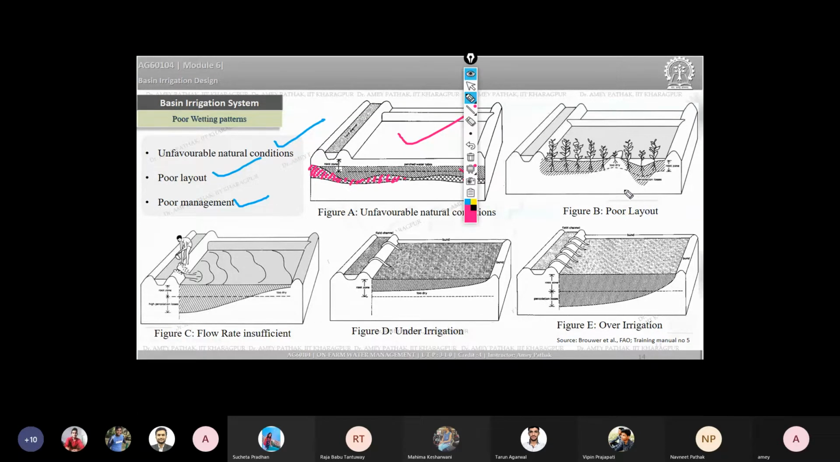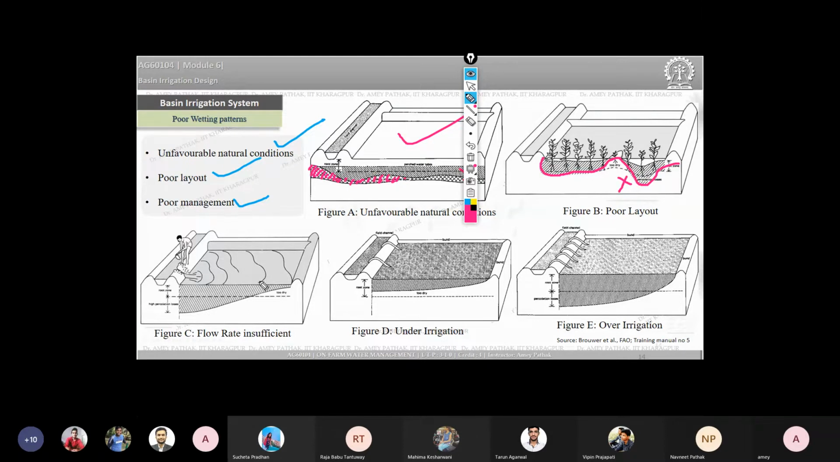Next, it can be poor layout. If our layout construction is not proper, suppose this is your field and it is not leveled properly, then some regions may get very high infiltration and some regions less infiltration. This region remains dry, and this is getting excess infiltration. In that case also, this is your wetting profile, which is again not desired. This is because of the poor layout.